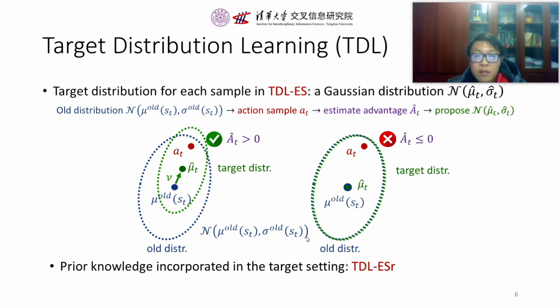By the way, it is quite flexible for us to design rules for the target setting, as long as the targets lead us to a locally optimal policy. Therefore, we can incorporate some prior knowledge for robotic control into the design of the target setting. And this results in a revised version of TDLES, which we call TDLESR. The prior knowledge is that in robotic control, the state representation does not change too fast, so we can set the targets based on the adjacent state samples in the trajectory.